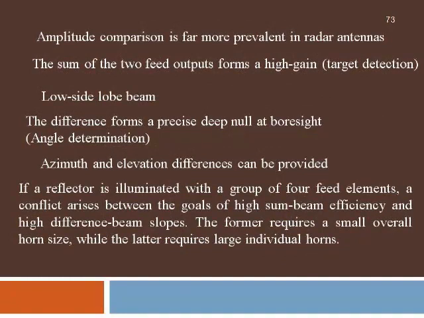The sum of the two feed outputs forms a high gain, low side lobe beam for target detection. The difference forms a precise deep null at both sides to get the angle information. And azimuth and elevation differences can be provided. If a reflector is illuminated with a group of 4 feed elements, a conflict arises between the goals of high sum beam efficiency and high difference beam slopes. The former requires a small overall horn size, while the latter requires large individual horns.